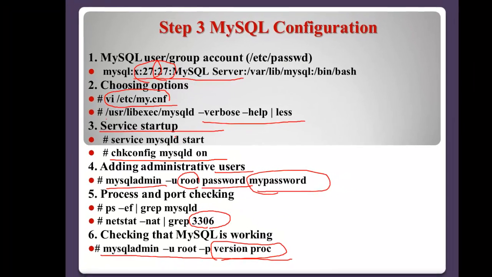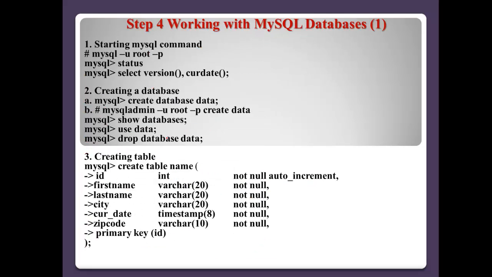Okay, then let's go to step 4, working with the MySQL databases. So number 1, starting the MySQL command. Using mysqladmin, I created an administrative user. So now I can access using this command: mysql -u root and then the password option. And after that, we can use status or select the version number or current date like this.